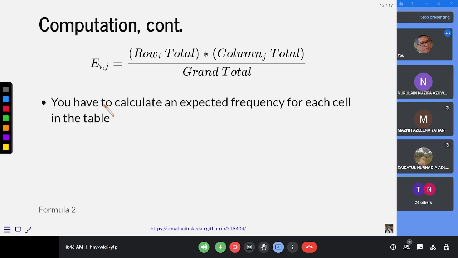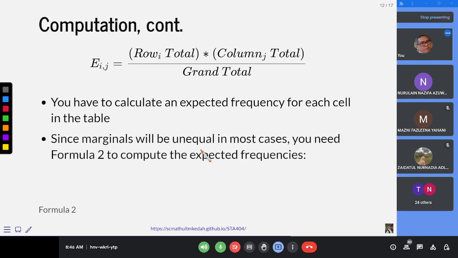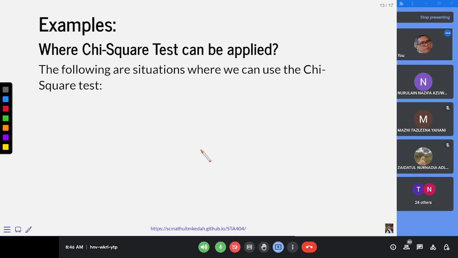Okay, so it says here you have to calculate the expected frequency for each cells in the table. Since marginal will be unequal, in most cases you need formula 2 to compute the expected frequency. So you gunakan expected formula 2 to calculate expected frequency. Okay.